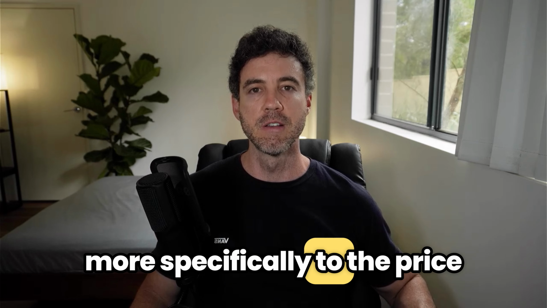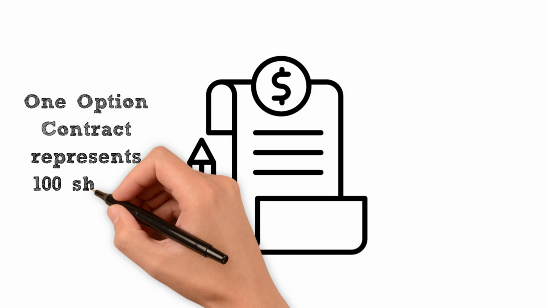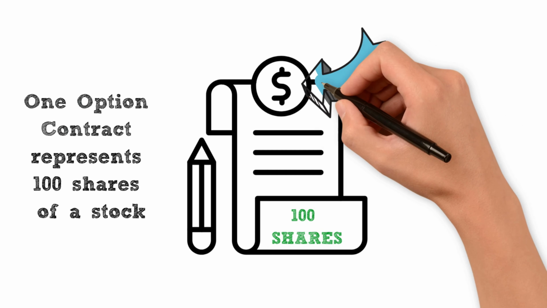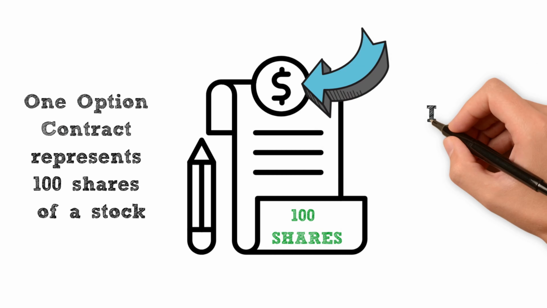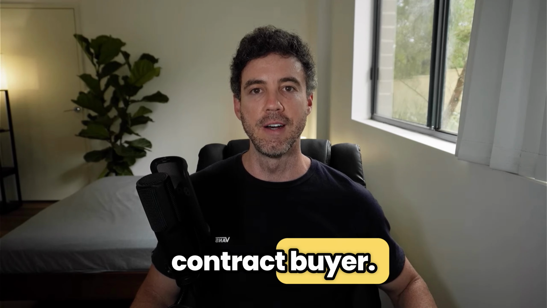Okay, we're going to apply that same concept directly to an option contract now, more specifically to the price attached to that contract. And let's start to get used to referring to that contract price as premium. Now remember that one option contract represents 100 shares of a stock. So let's put all the 100 shares into one bag. This is our option contract. So the contract itself has a premium, a predetermined price. It is always changing.